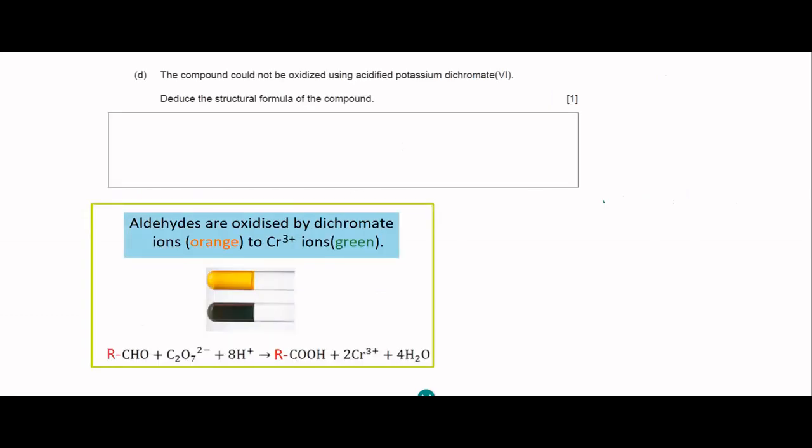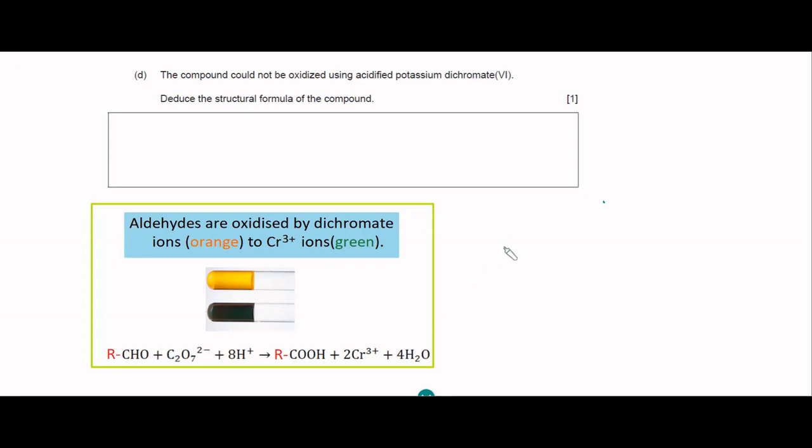Now moving on to the last section: the compound could not be oxidized using acidified potassium dichromate. Deduce the structural formula of the compound. So now you have to understand how acidified potassium dichromate reacts with an aldehyde or a ketone.